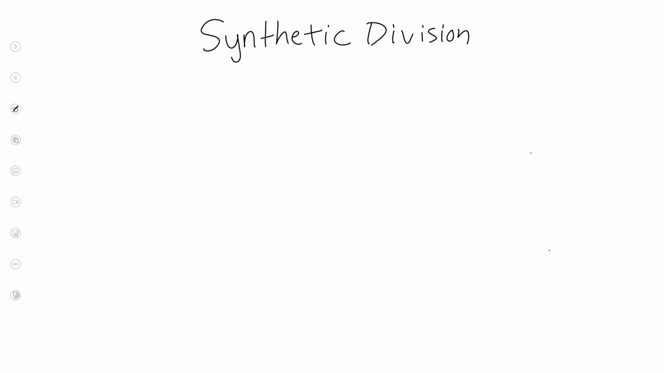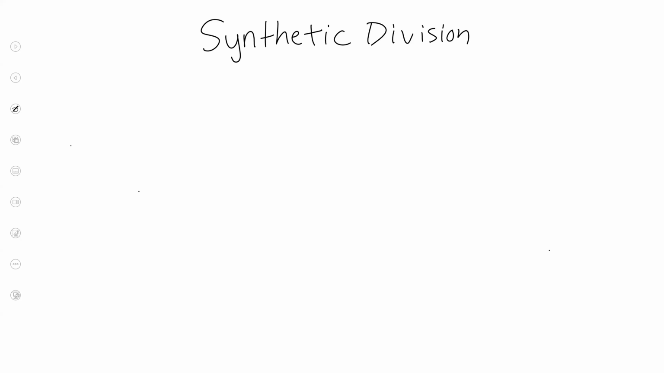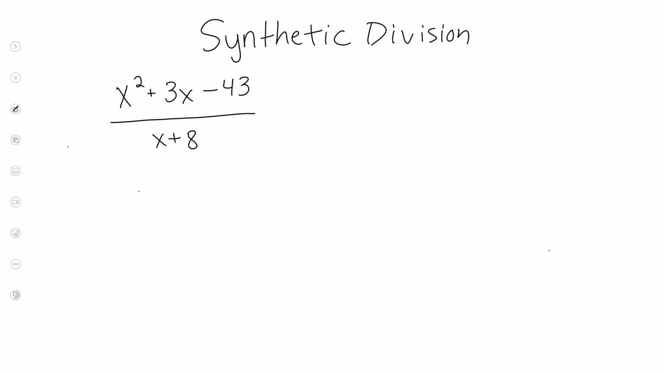All right, guys, today we're learning synthetic division. Last week we did long division. Synthetic division is a shorter way to get the same answer. So we're going to do an example. Let's say I have x squared plus 3x minus 43 divided by x plus 8. This is the very first example in your packet.